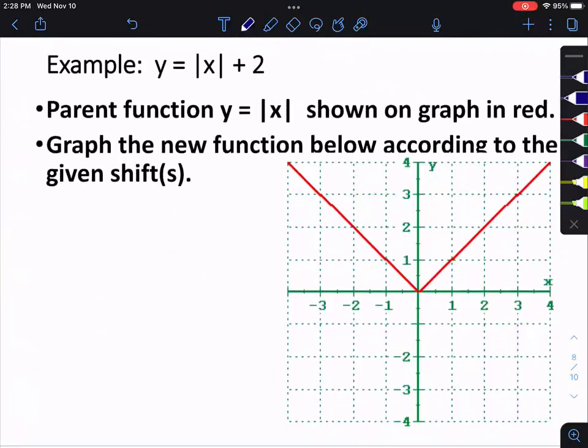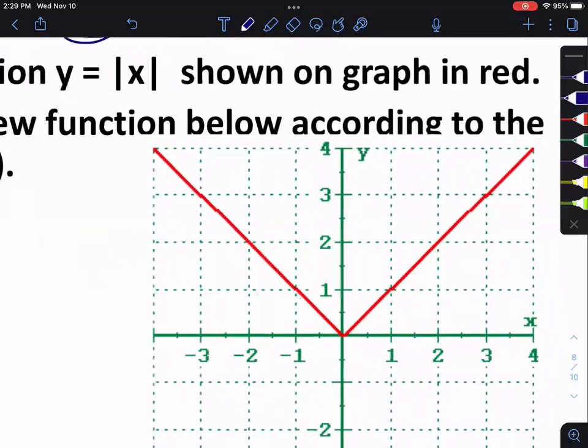So next up, we're going to start some graphing. Here we're given the parent graph, the absolute value. And then we need to graph the new function according to the shifts we are given. In this case, all we have is this one shift out at the end. That means our parent function needs to be moved up by 2.